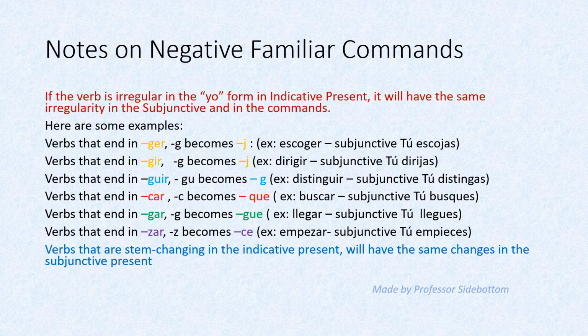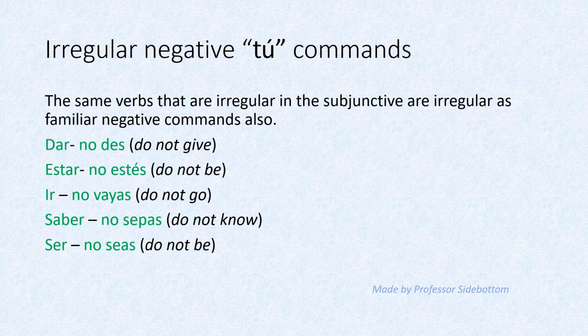Verbs that are stem changing in the indicative present will have the same stem changes in the subjunctive present. The same 5 verbs that are irregular in the subjunctive are irregular as commands also. Dar, no des. Estar, no estés. Ir, no vayas. Saber, no sepas. Ser, no seas.